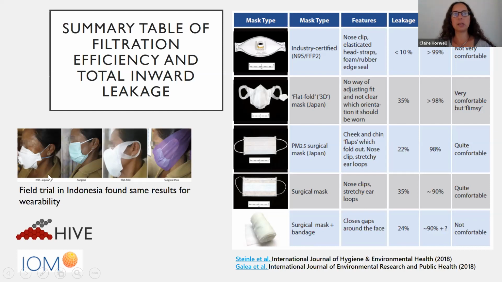You can see on the left here, a woman wearing these same masks. You can see this mask here and just how enormous it is on her face and how poorly it protects her, despite having excellent filtration efficiency. These field trials basically found the same kind of rankings of comfort as we saw in the laboratory. So surgical masks being the most comfortable, and N95 masks or wearing a cloth on top of a mask being least comfortable.